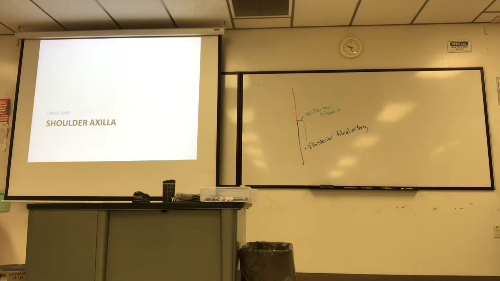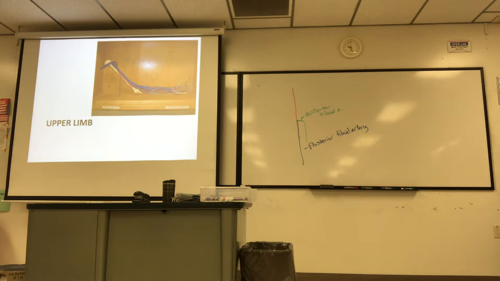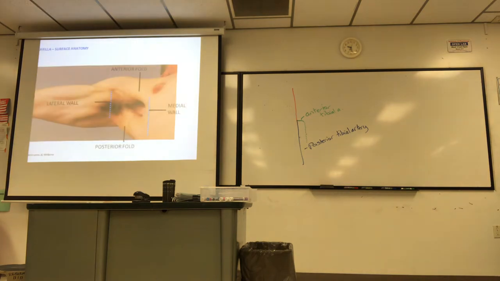So to switch to upper limb, let's start with the most proximal part of the upper limb, the shoulder. Here's a picture of a model. We've got a bunch of them, almost vascular arms. They show a lot of blood vessels, so let me take you through that. I think most people know what the shoulder is. Let me define the axilla, the armpit.